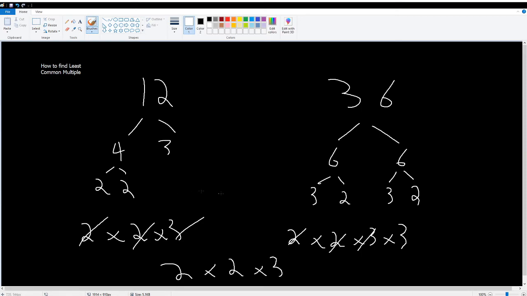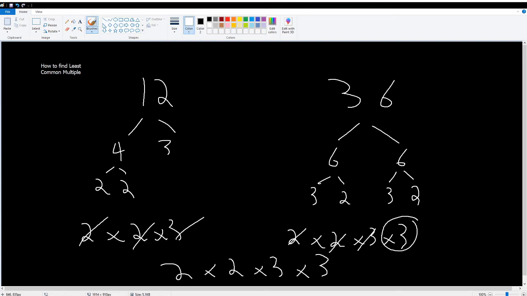And then the ones that they don't have in common, we also put it down. Okay. So the LCM would be the product of all the common prime factors that they have in common, right? Multiplied by the prime factors that they don't have in common, right? And we're only counting them once, right?